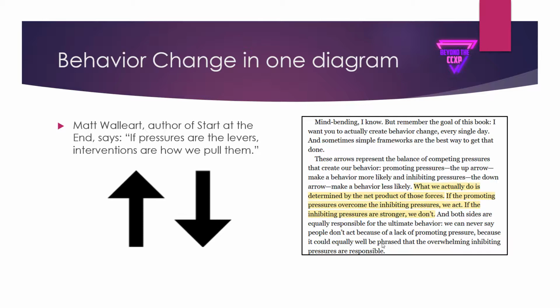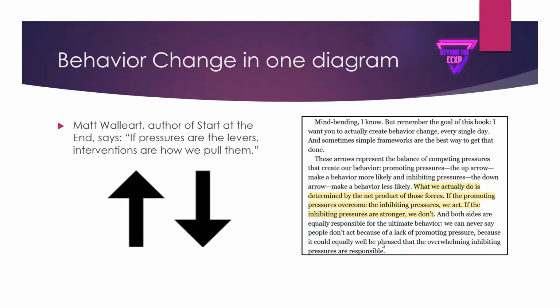I'm going to read the text to you. This is an excerpt from my Kindle edition of his book. He says, mind-bending, I know. But remember the goal of this book: I want you to actually create behavior change every single day. And sometimes simple frameworks are the best way to get that done. These arrows represent the balance of competing pressures that create our behavior. Promoting pressures, the up arrow, make a behavior more likely, and inhibiting pressures, the down arrow, make a behavior less likely. What we actually do is determined by the net product of those forces.